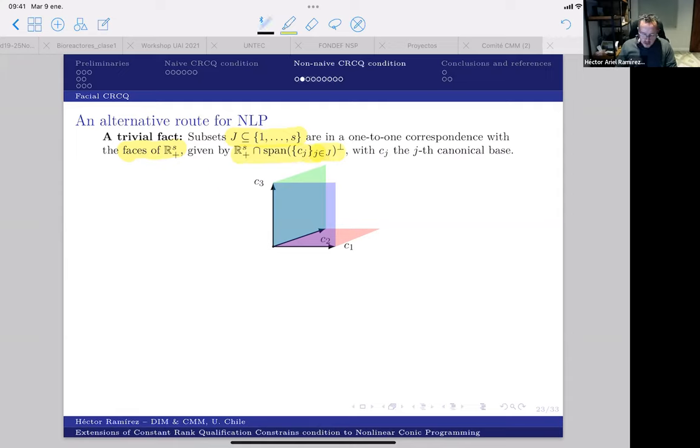For instance, the vertex here is equal to, this is three-dimensional of course, take 1, 2, and 3, right? If you take the orthogonal to the space generated by the three canonical bases, the first, the second, the third, you obtain the vertex. This purple one here is obtained by taking only g equal to 2, right? And so on. All the faces of the positive octant can be written down by a set of indices.